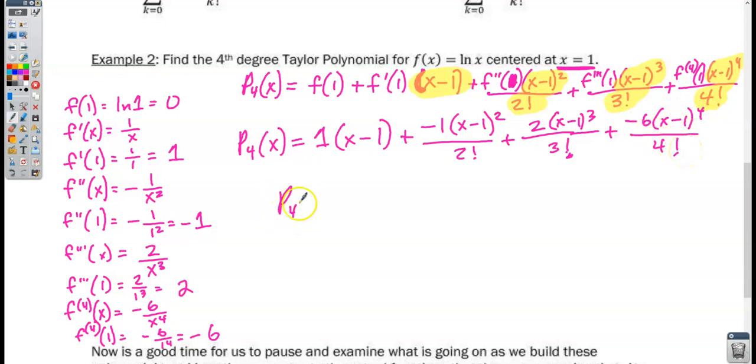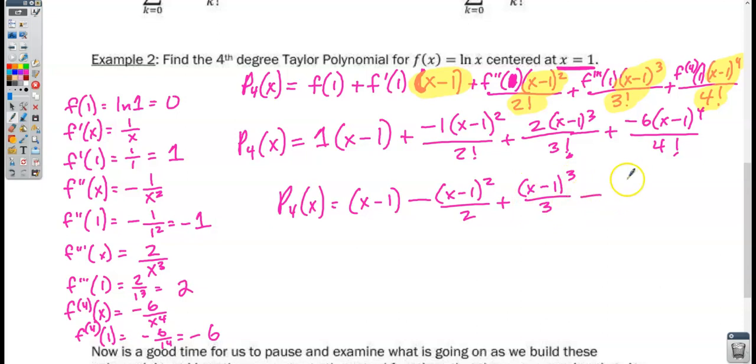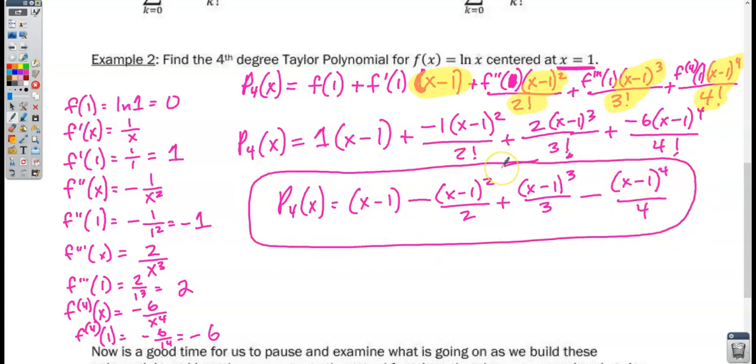And if I clean this up, this is just going to be the quantity x minus 1, minus the quantity x minus 1 squared over 2, because 2 factorial is 2, plus, and 3 factorial is 6, so 2 over 6 is going to be 1/3, so this just becomes x minus 1 cubed over 3, and 6 over 24 becomes 1 over 4, so this becomes this polynomial. And there is our first Taylor polynomial.